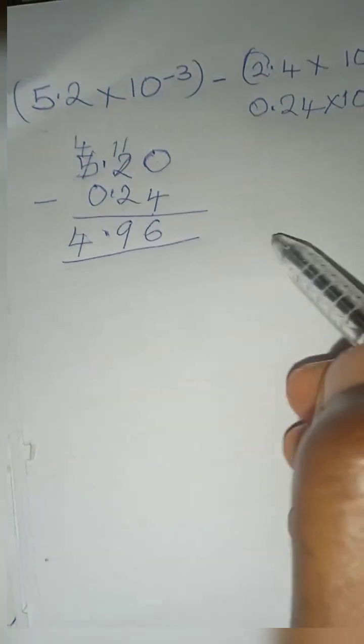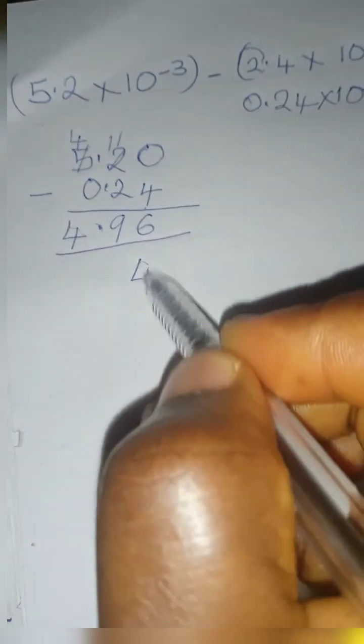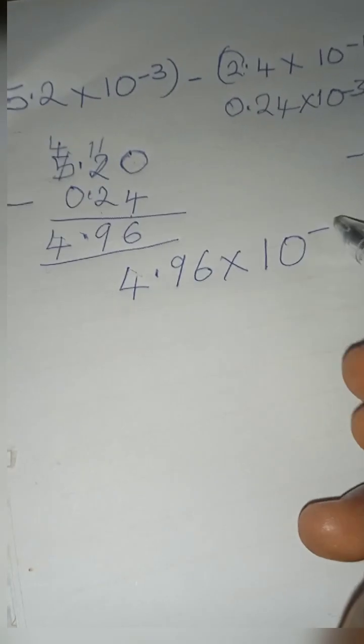1 minus 2 cannot go. I borrow 1 from here. This becomes 4, and I put it here. This becomes 11. 11 minus 2 will be 9. And we have 4.96. Then we retain the power minus 3. So the final answer is 4.96 times 10 raised to the power minus 3.